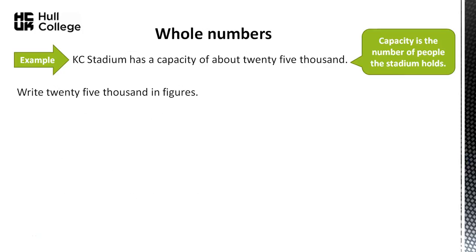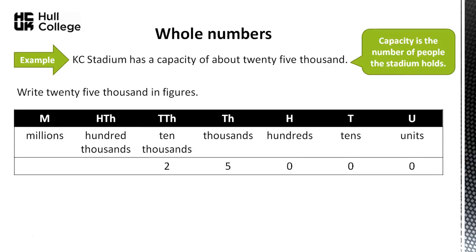The question wants us to write 25,000 in figures. To do this, we need to know what each part of the number is worth. Looking at the table, we can see that we have 2 10,000s and 1 5,000. No hundreds, no tens, and no units. So 25,000 is written as 25000.